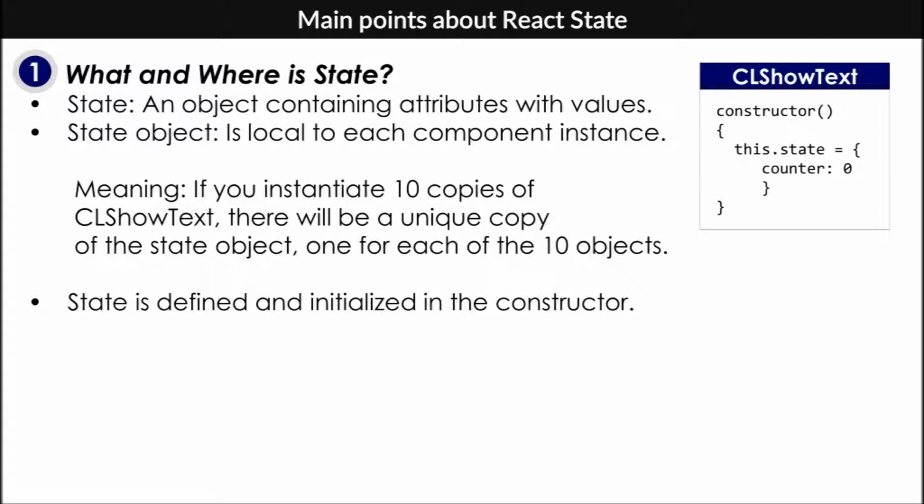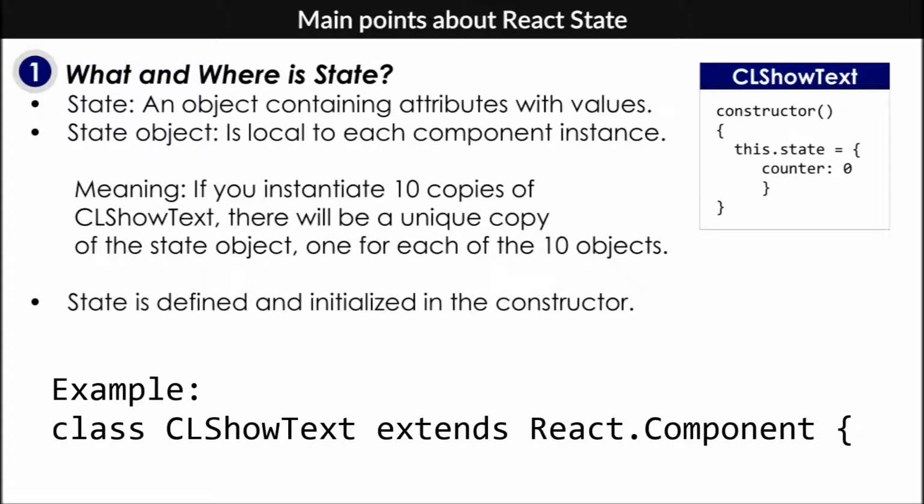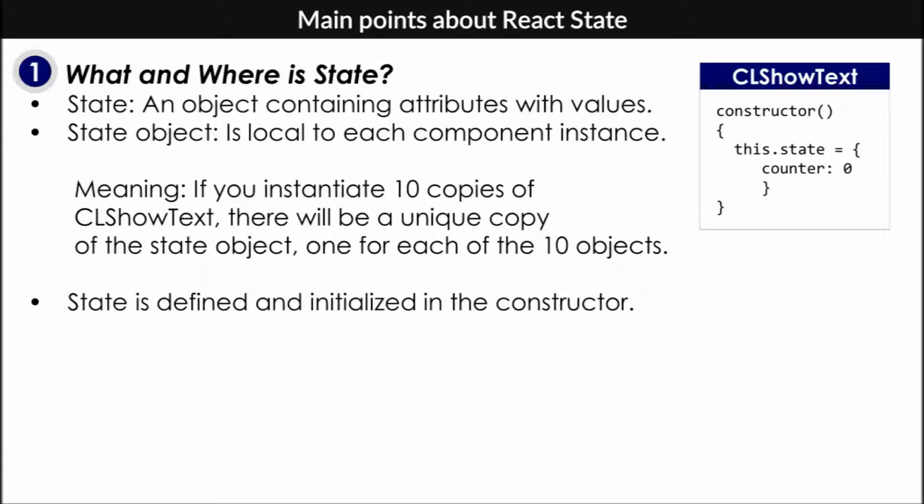C++, Java people will have no problem with this. The class syntax came new in ES6, ECMAScript 6, or ES 2015, and is widely promoted to be used with React. So the constructor method gets called, invoked, every time you instantiate a brand new CL show text component. And as you can see here, it's defining in the state, this.state, an attribute called counter with a value of 0.